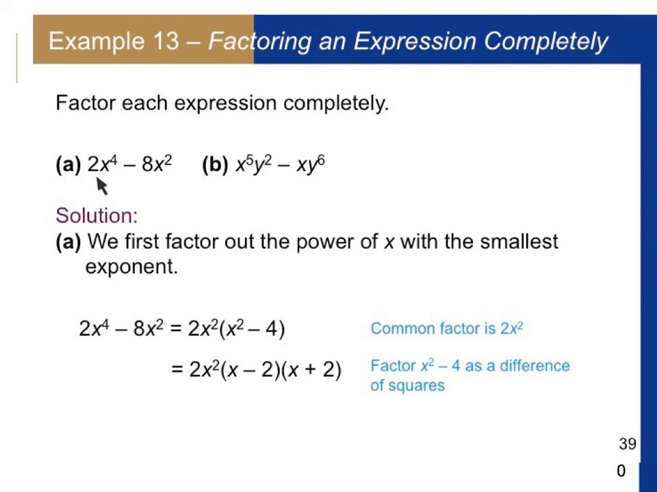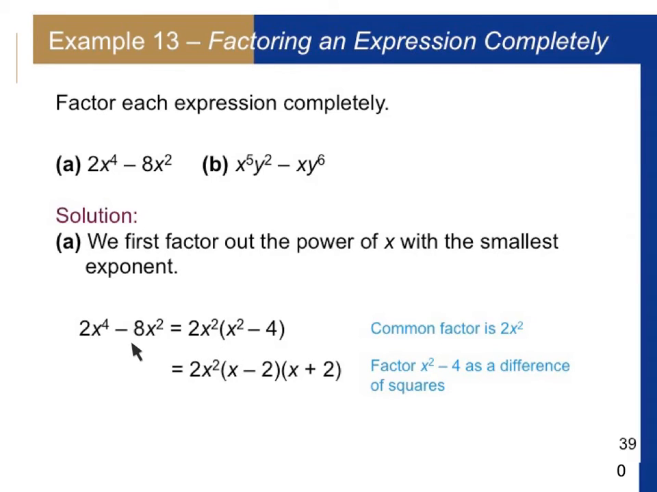Okay, let's look at this first example. We're trying to factor 2x to the 4th minus 8x squared. Now we have a common factor in both of these. 2 goes into 2 and 8. And then look at the x. The lowest power of x is 2, so x squared goes into both of those. So we have a common factor of 2x squared.